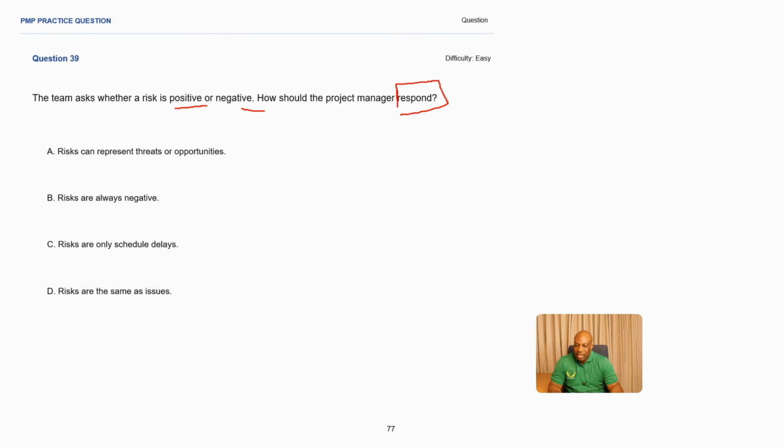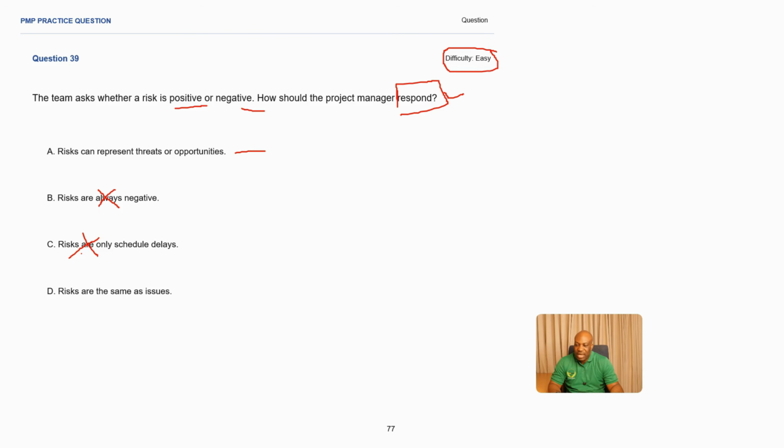Risks can represent threats or opportunities. Okay, you want to respond as a project manager. The difficulty level here is easy. All right. Risks are always negative. Risks can be opportunities or even threats, negative or positive. So this one is not correct. Risks are only scheduled delays. Risks can also be on costs, on quality, and everything else in a project. So it cannot only be considered to be schedule, making this incorrect.